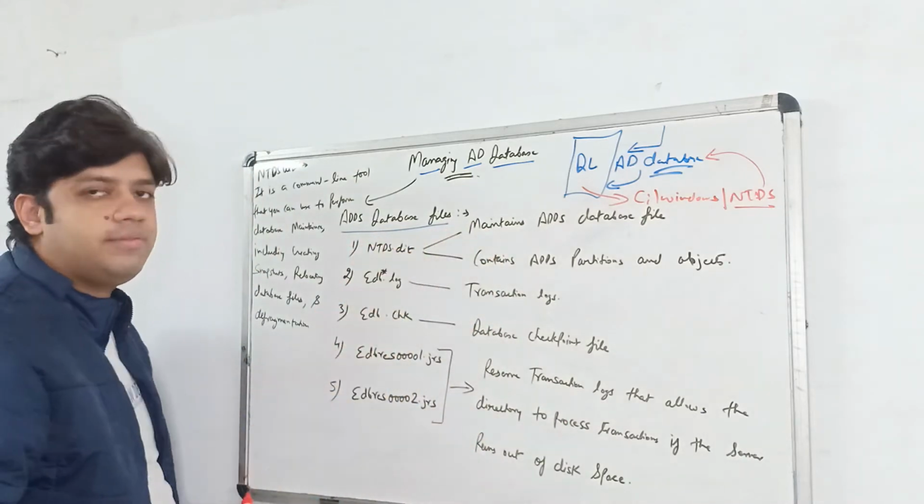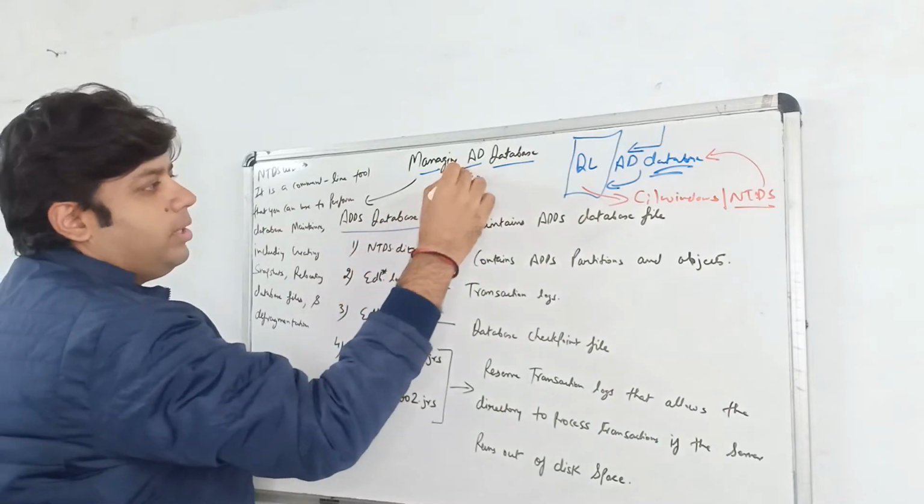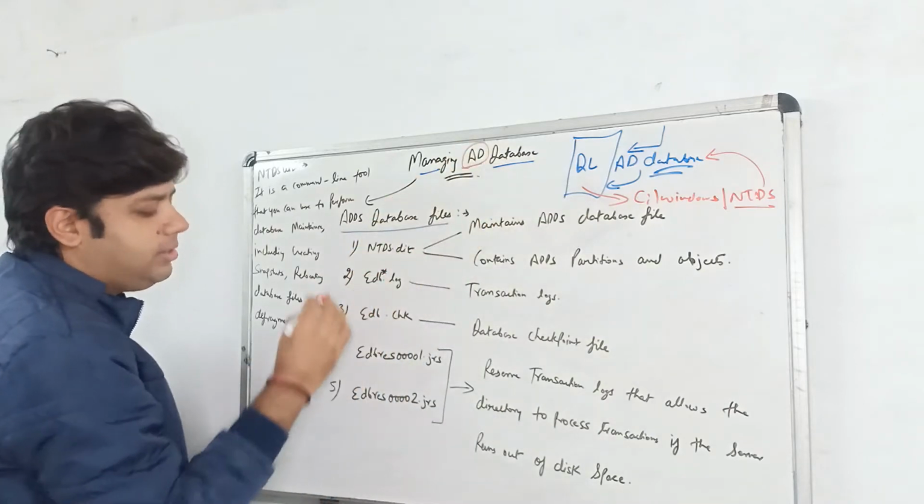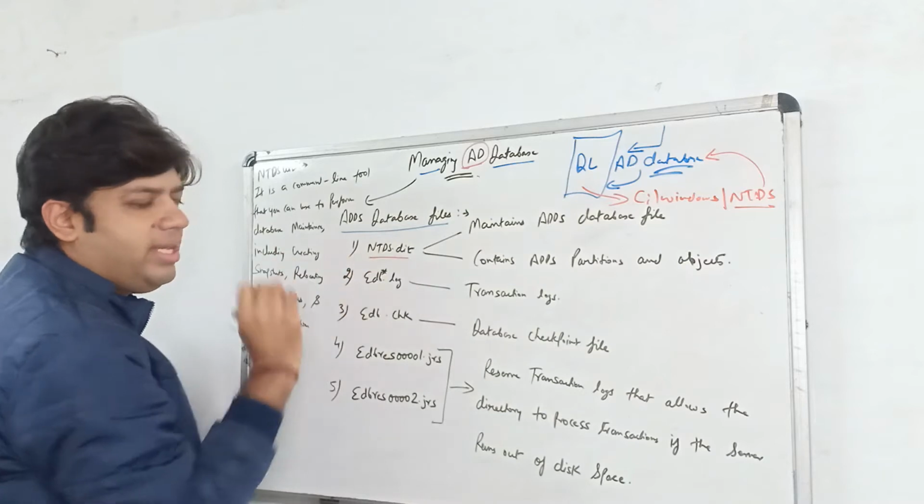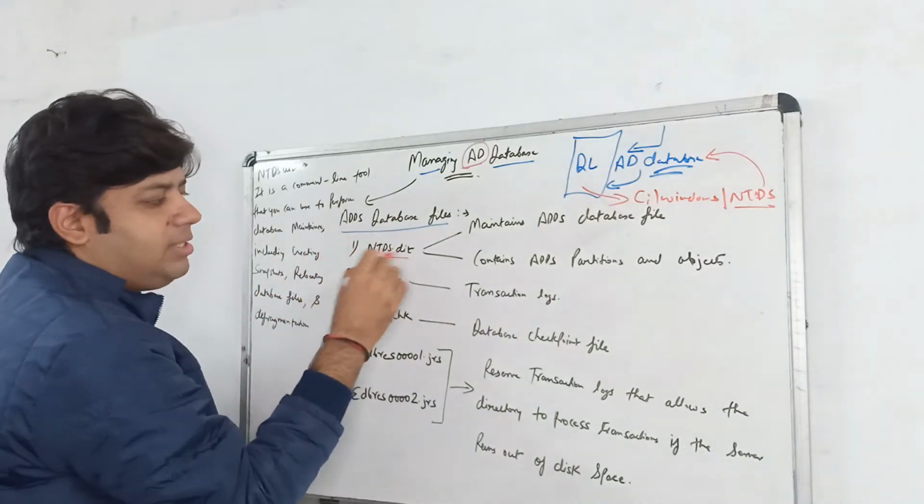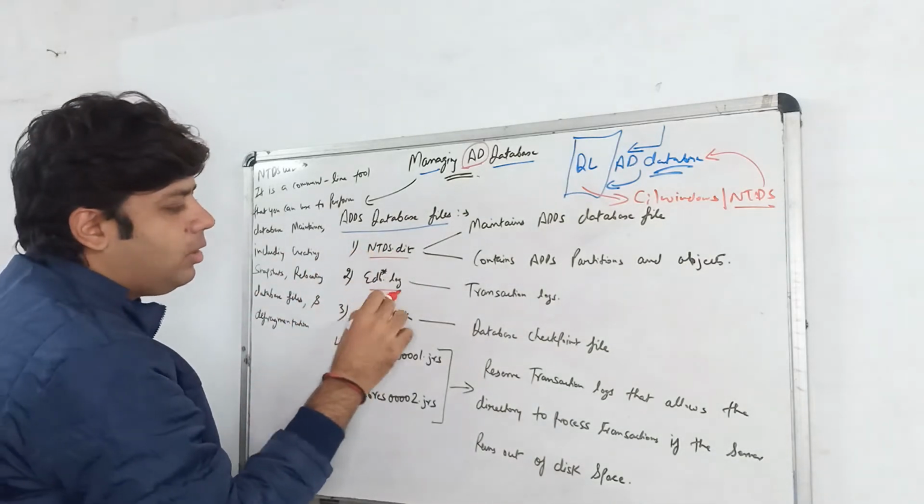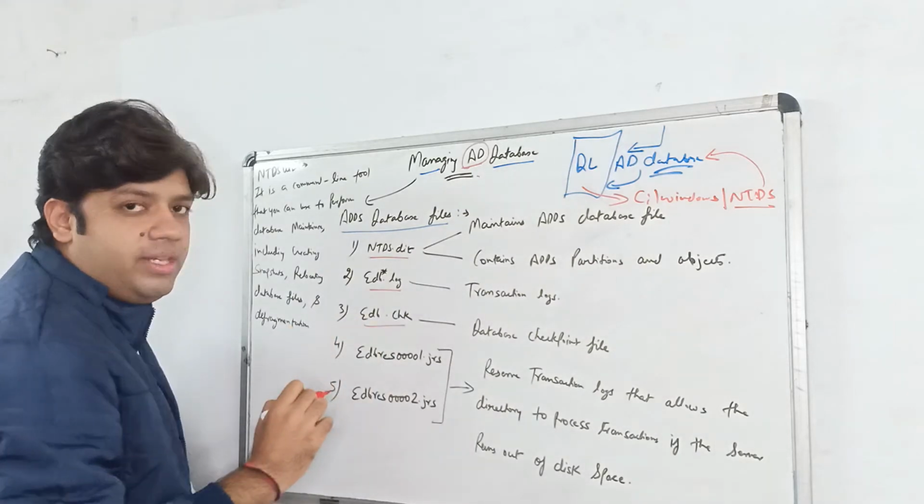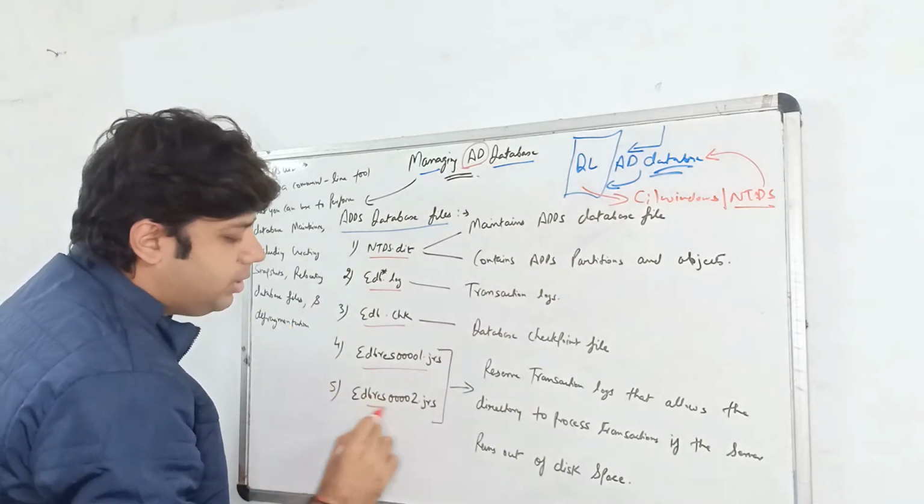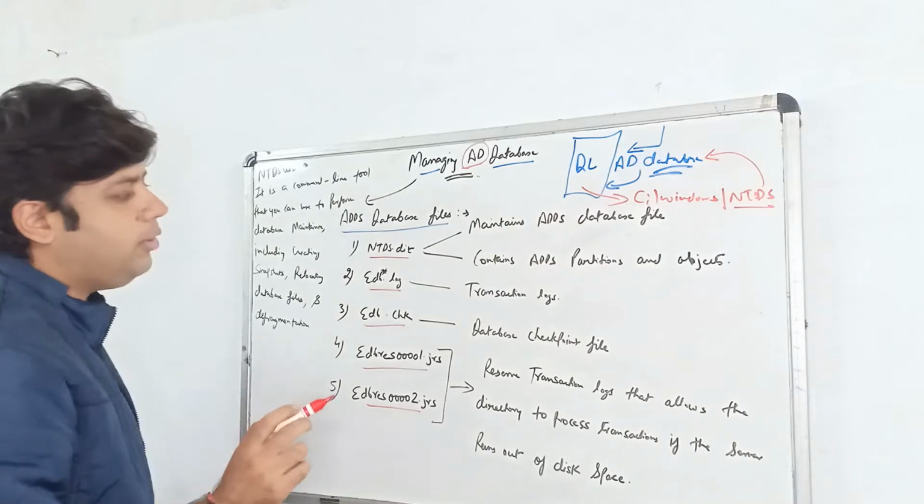Now we talk about the database files. Which files do we have? The AD database has five files: NTDS.dit, where DIT means directory; edb.log, which is a log file; a checkpoint file; and two reserve log files. I'll tell you what this means.